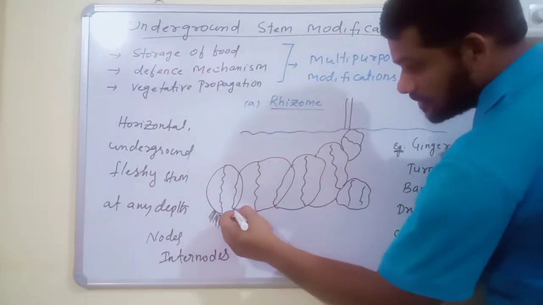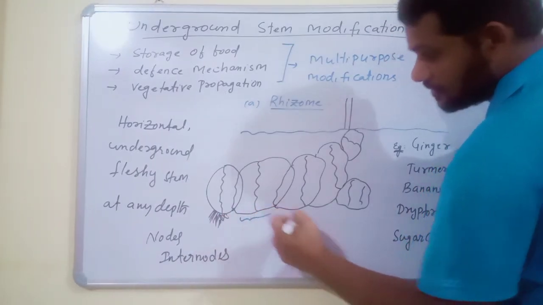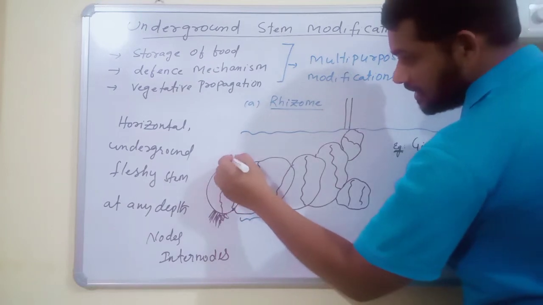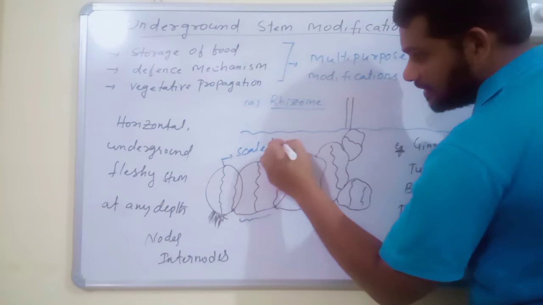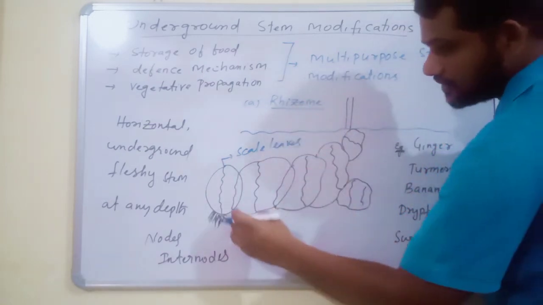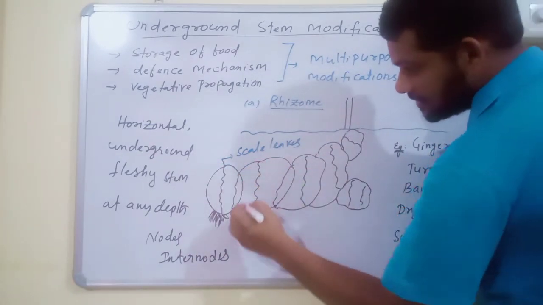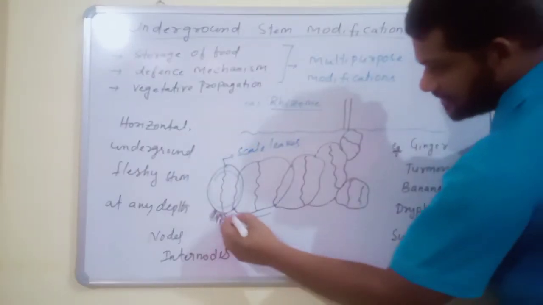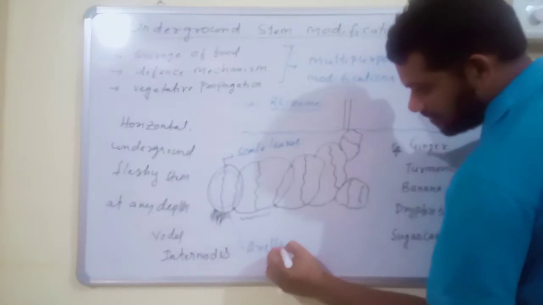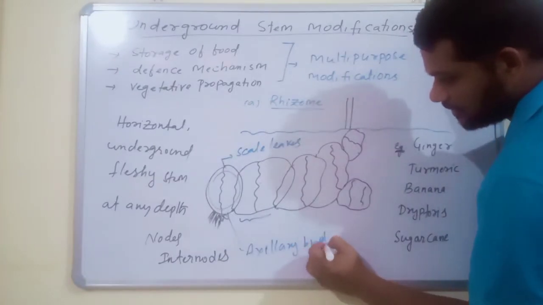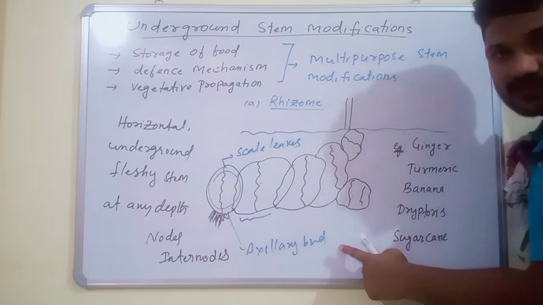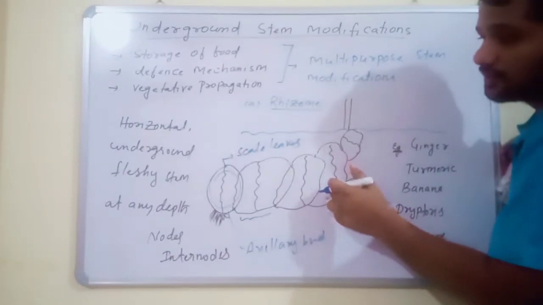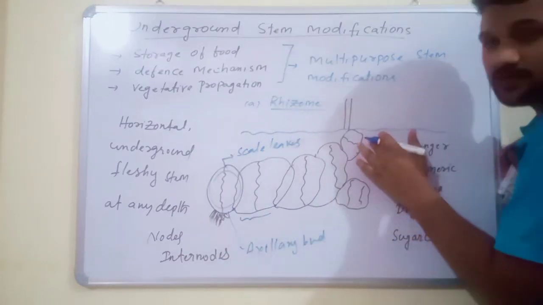So these are the nodes and these are the internodes, and nodes possess scale leaves. The leaves are modified into scale-like structures, and the nodes also contain axillary buds. This is one axillary bud. Then axillary buds produce various branches. Presence of node, internode, axillary bud and terminal bud is the characteristic feature of stem. So this also grows below the soil but it is a stem. So nodes, internodes, axillary bud and terminal bud are a must.